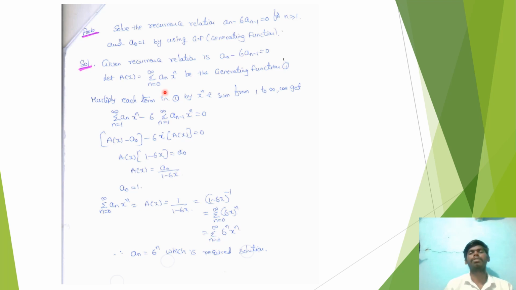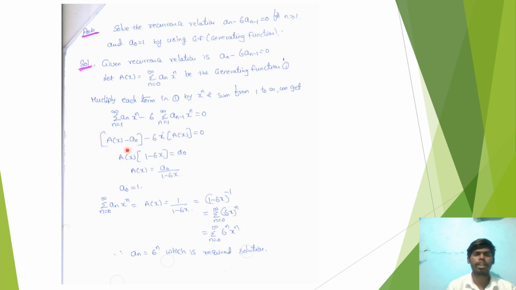Let A of x be equal to the summation of n equal to 0 to infinity of a n into x to the power of n, by the generating function. Multiply each term in equation 1 by x to the power of n, and summation from 1 to infinity, and we will get this in the form of summations. So after expansion of these equations, we'll get these equations.